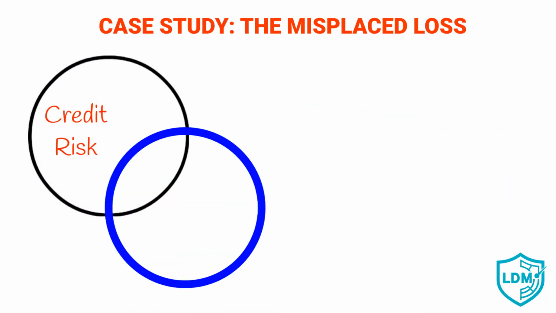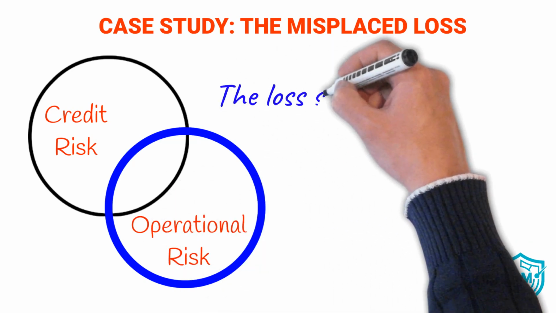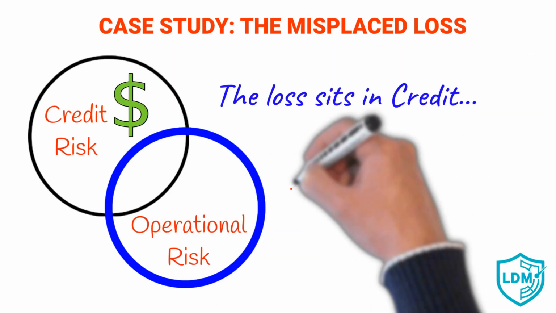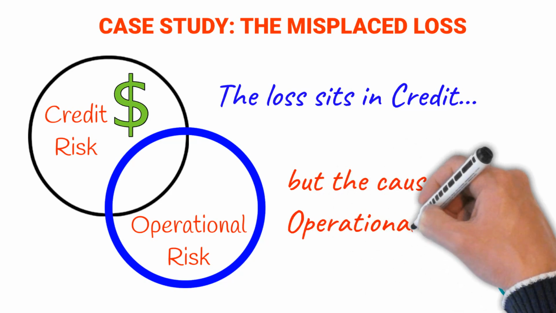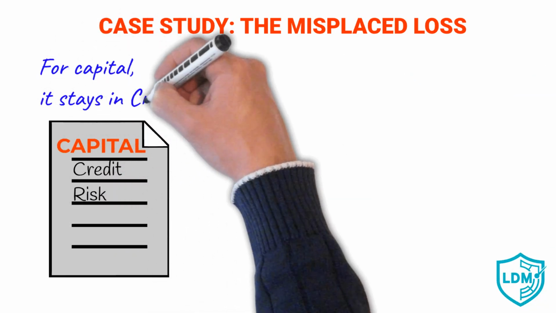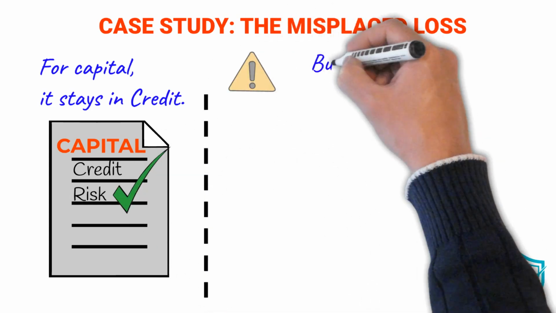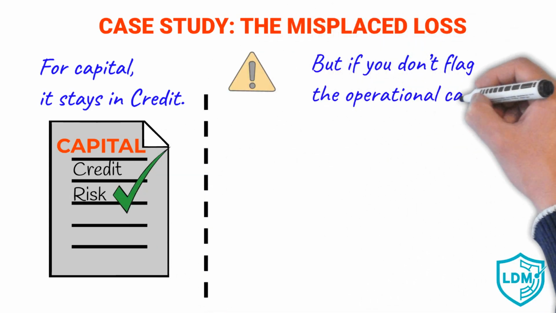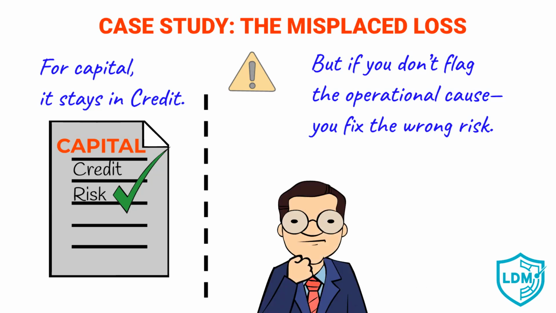This is a boundary event. The loss sits in credit. But the cause sits in operational risk. For capital, it stays in credit. But if you don't flag the operational cause, you fix the wrong risk.